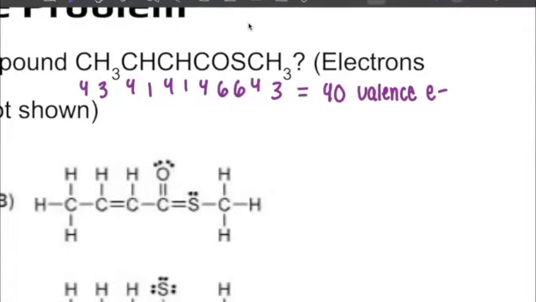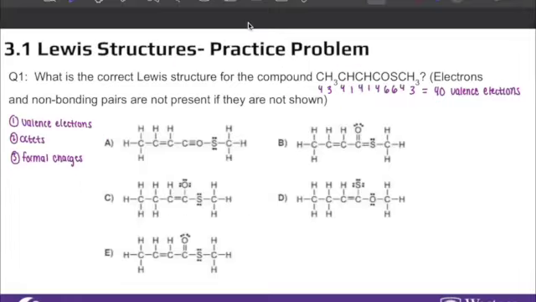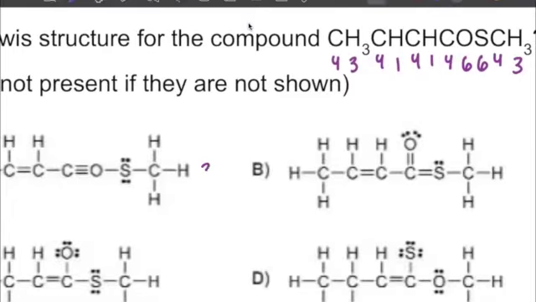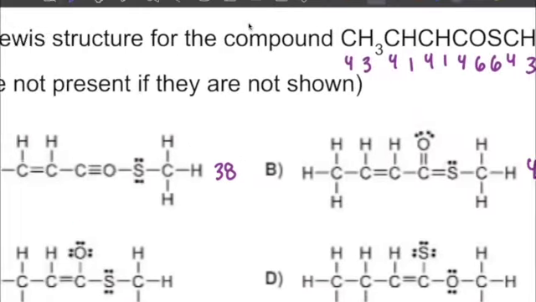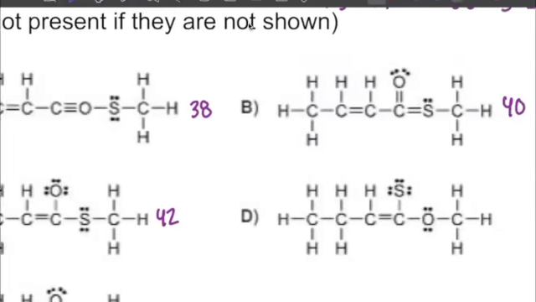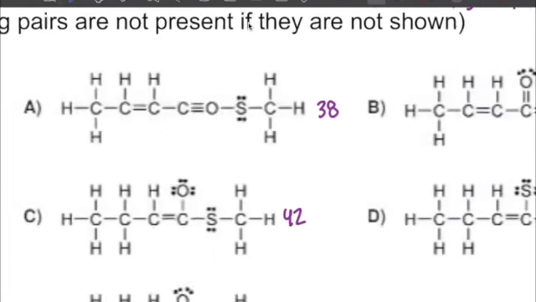Now for the sake of time, I've already added them up for all of these different options here. So A has 38, B has 40, C has 42, D has 42, and E has 40.